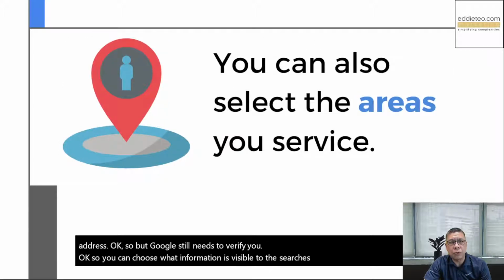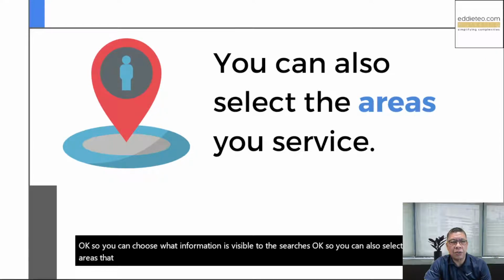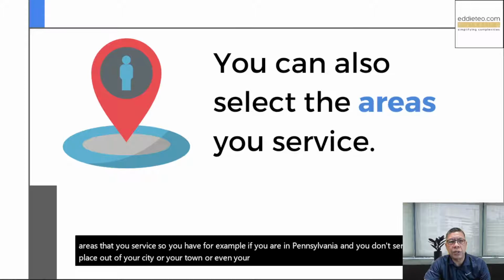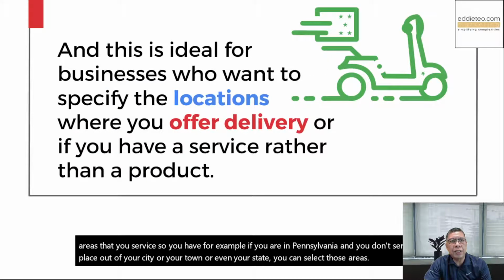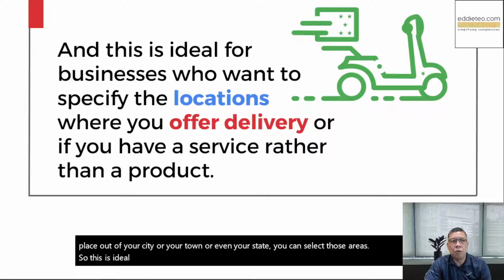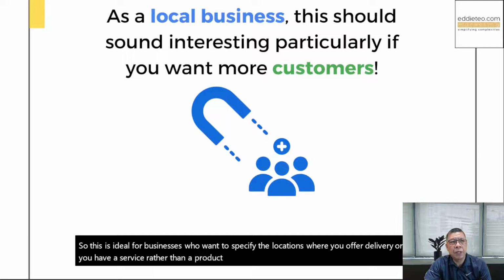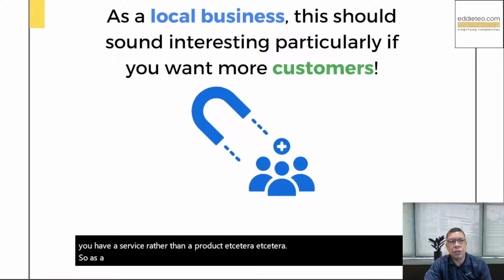You can also select the areas that you service. For example, if you are in Pennsylvania and you don't serve a place outside of your city or your town or even your state, you can select those areas. This is ideal for businesses who want to specify the locations where they offer delivery, or if you have a service rather than a product. As a local business, it should sound interesting, particularly if you want more customers.